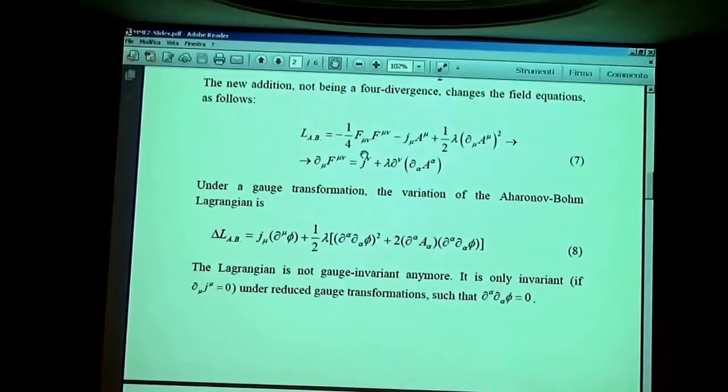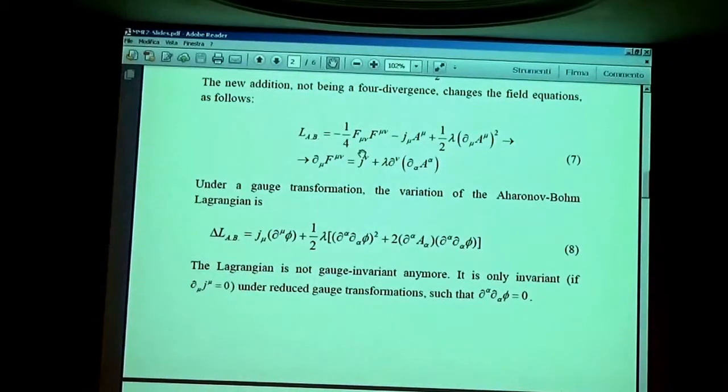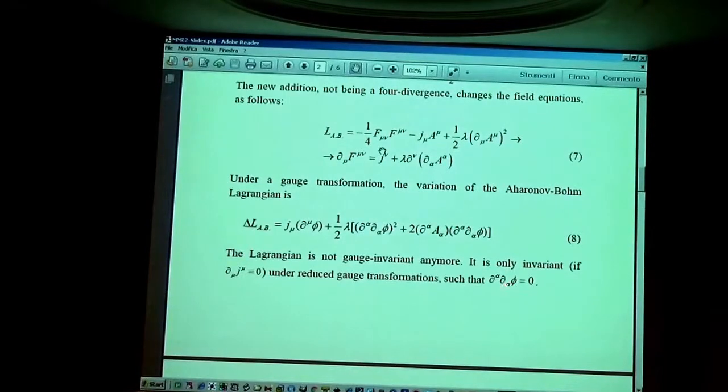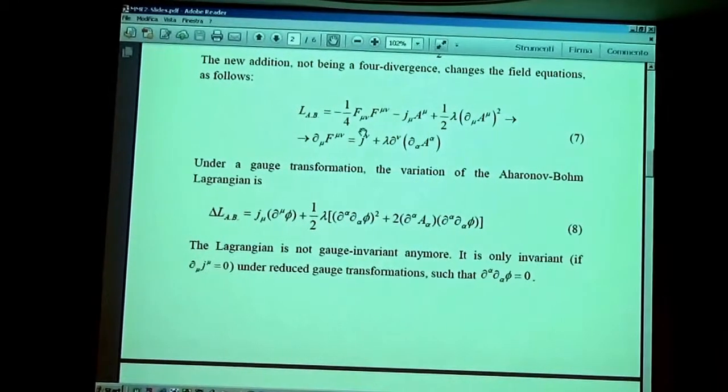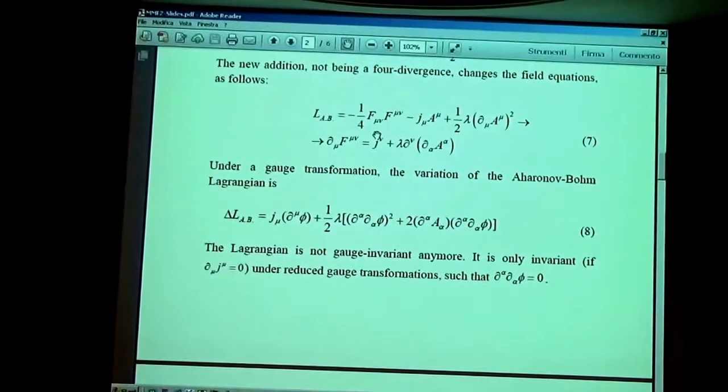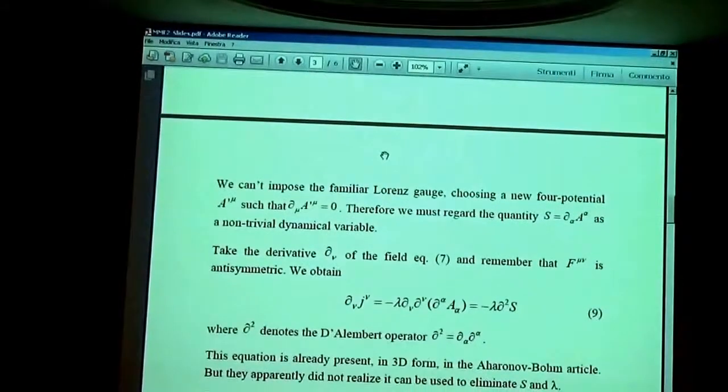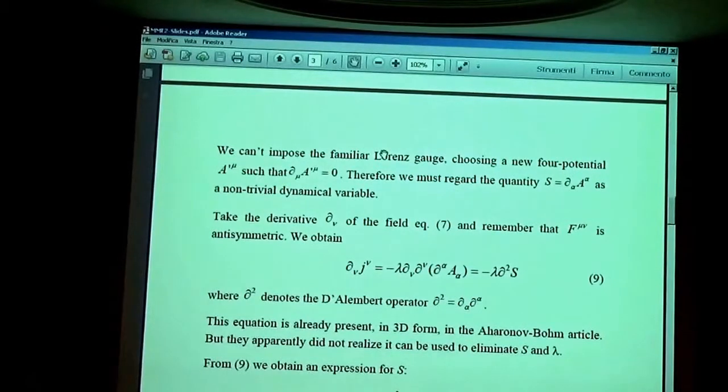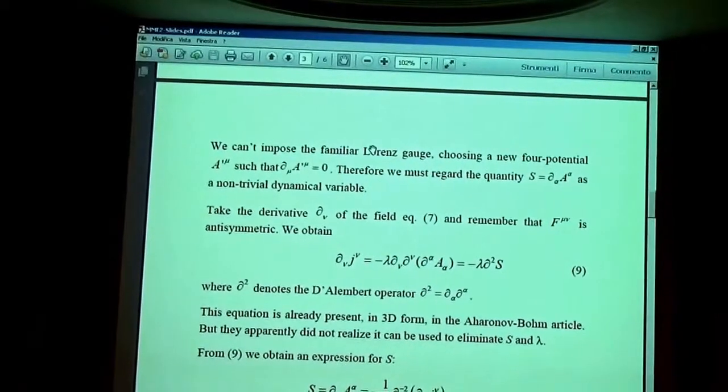The Aharonov-Bohm Lagrangian is not gauge invariant, as I said. And in fact, we can see that if we make a gauge transformation of the Lagrangian, we obtain all this expression, which is zero only if the function of the gauge transformation is a harmonic function. So we cannot impose the Lorentz gauge in this theory.